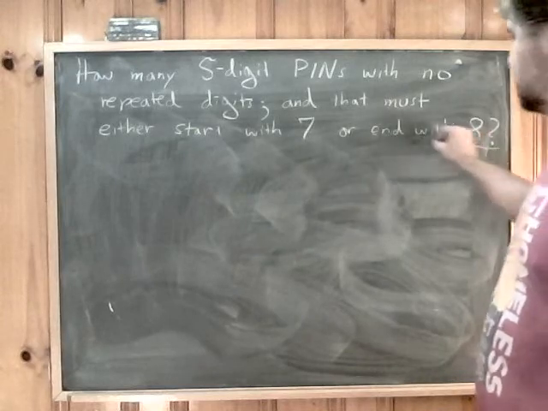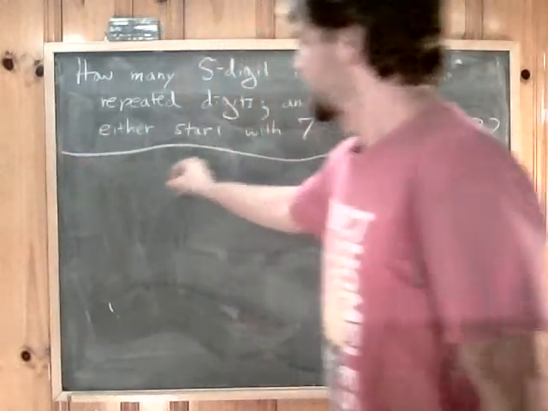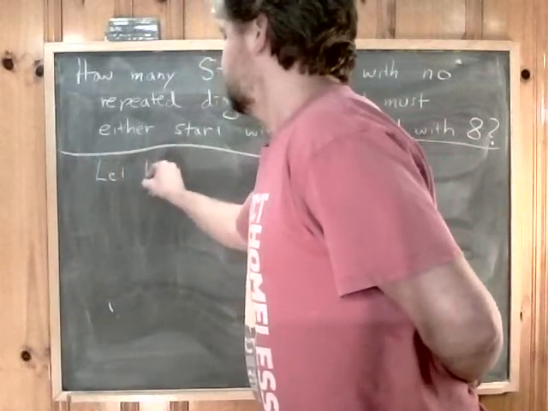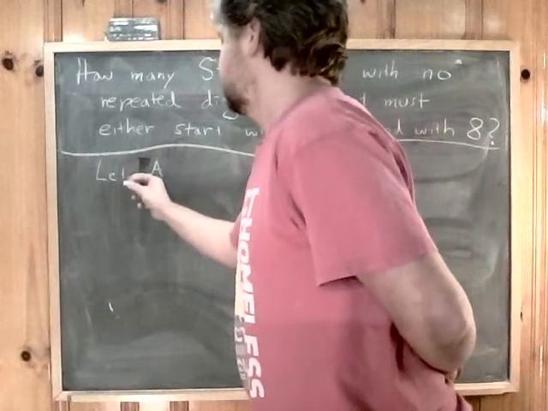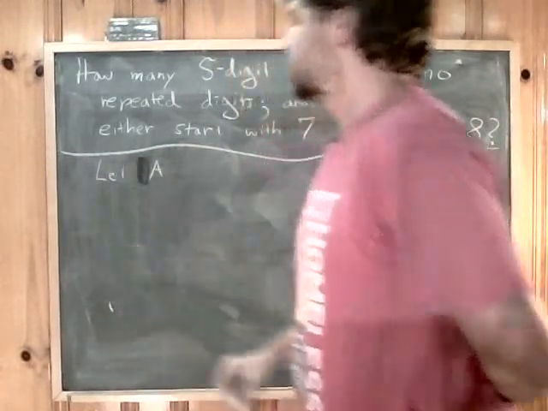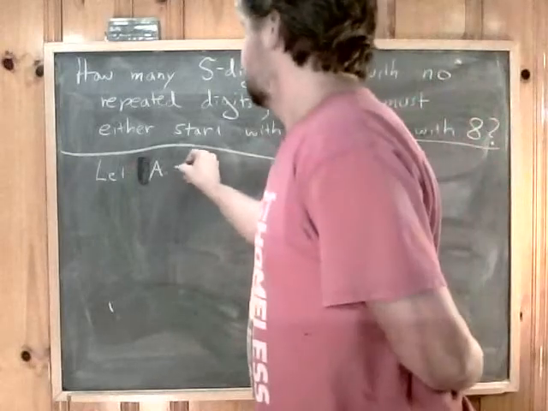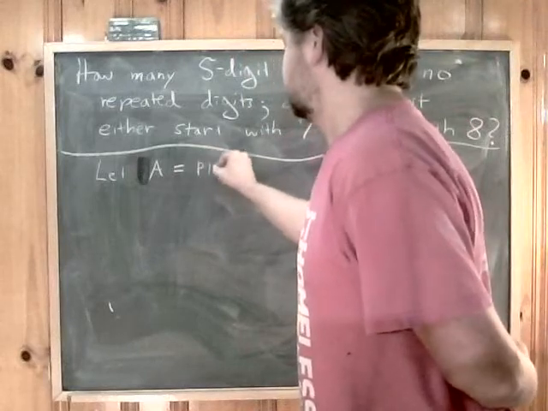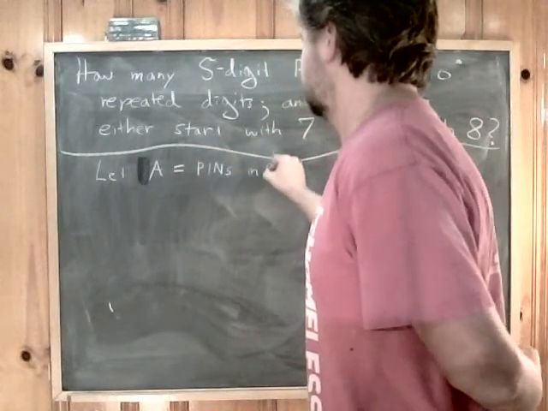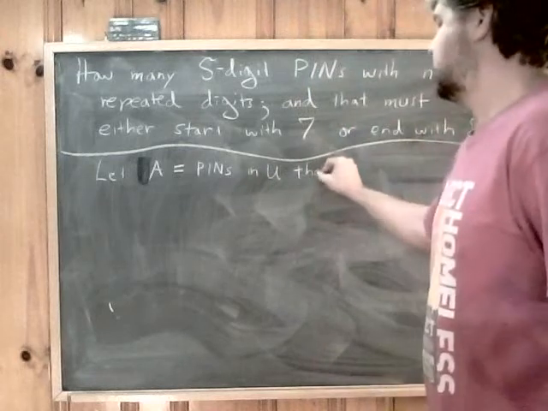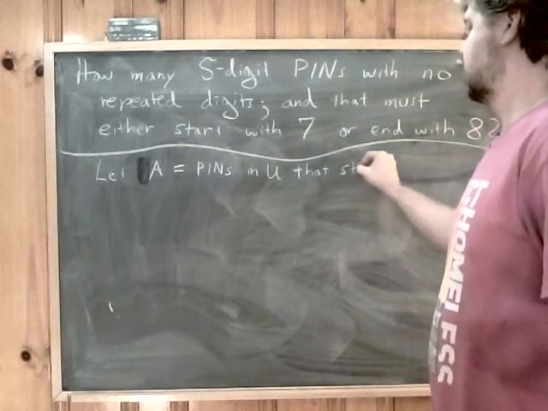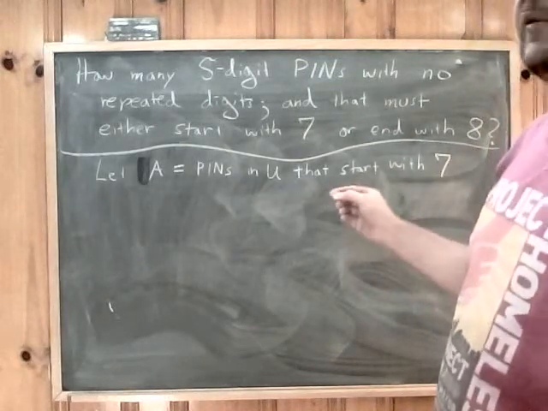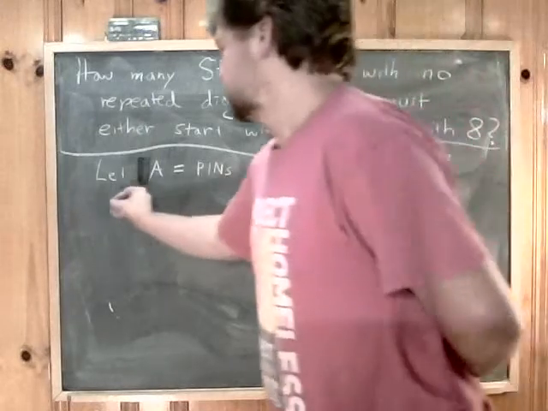So we'll let A, let's just say the set A for now, be 5-digit pins in the universe that start with 7. And may as well remind you that I want the same universe.